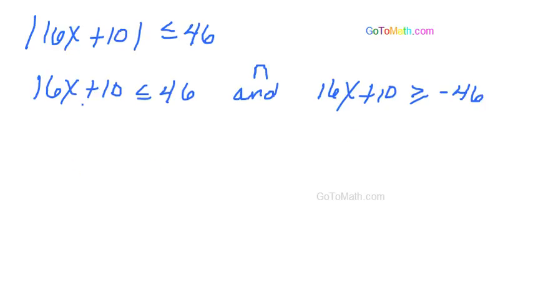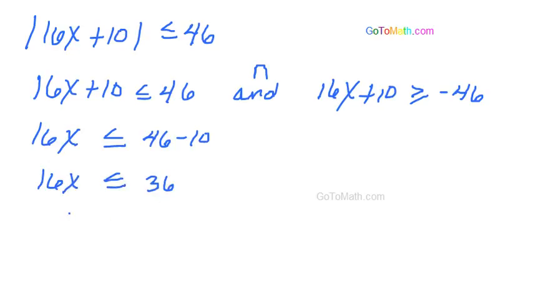Now, what do we got going on here? We're going to work this one over here first as usual. So taking that 10 over to the right, we got 16x is less than or equal to 36, and then of course taking the 16 diagonally down over 16.